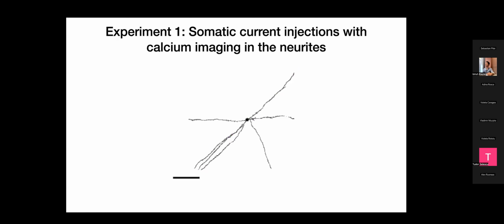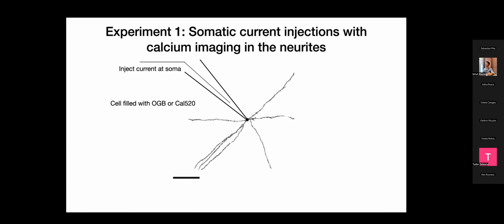Okay, but then returning to the amacrine cells where we're actively working on this now, how can we look at subcellular signaling in amacrine cells? So there's two different experiments that we've done to start looking at this. We're patching the somas of these cells so we can inject current at the soma.